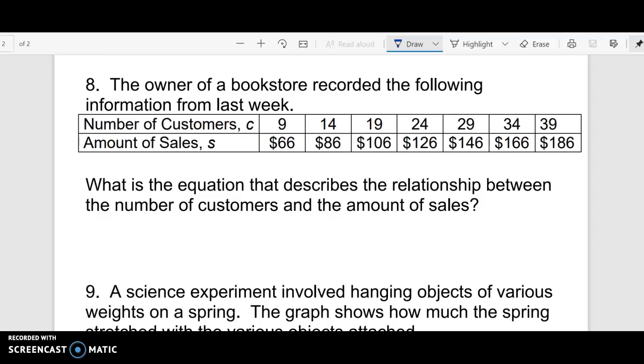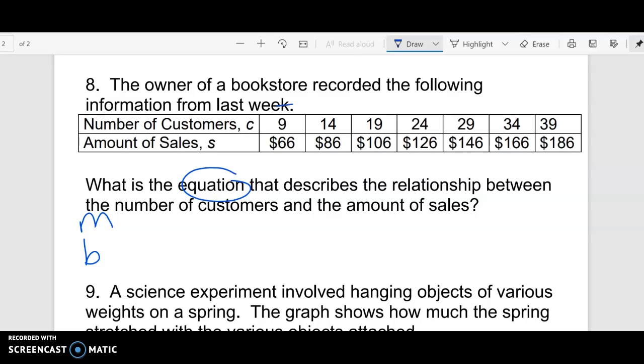This is 11-4, dividing polynomials again. The owner of a bookstore recorded the following information last week. What is the equation that best describes the relationship between the number of customers and the amount of sales? I need a slope. I need a y-intercept.